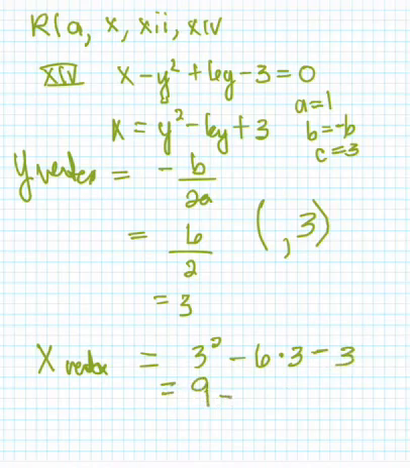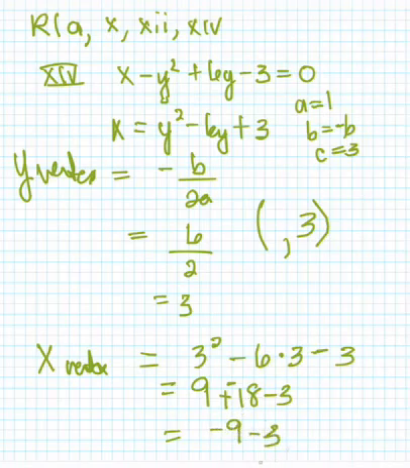9 minus 18 minus 3, so 9 minus 18 is going to be plus a negative 18. That's going to be a negative 9 minus 3, which is going to equal negative 12. So it looks like x is negative 12. For some reason I'm not remembering that. Negative 12, 3, is that right?